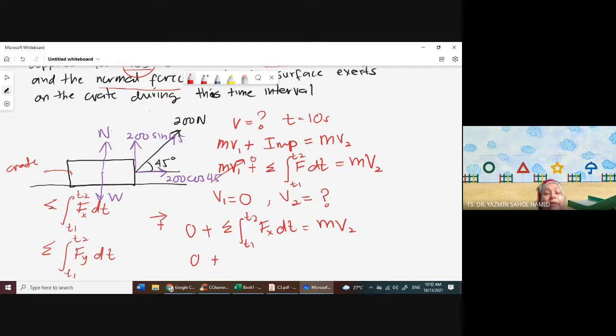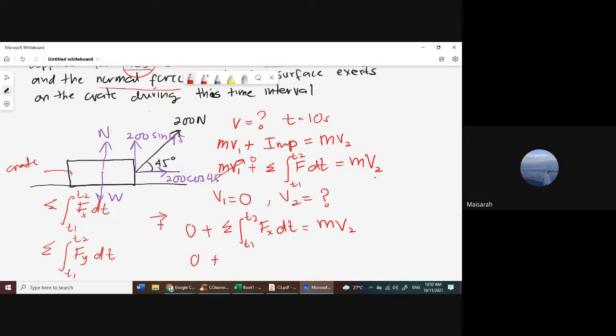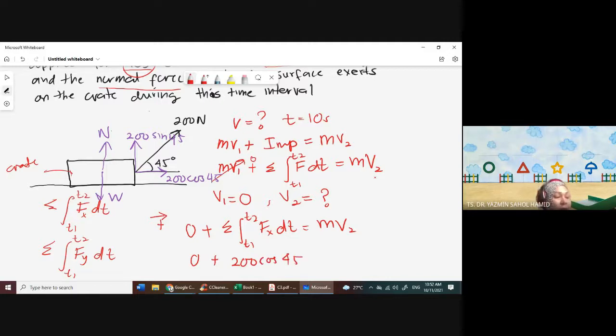What forces do you have in the x direction? Can you tell me? 200 cos 45. Yes, that's good. Because it's an integration over time, you must multiply by the time. Since the starting time is 0 and it wants at t equals to 10 seconds, you just put 10 seconds. You remember for work energy, you must put the displacement, right? But now this formula is for time. So you must put the final time, which is equal to 10. Do you understand, guys?